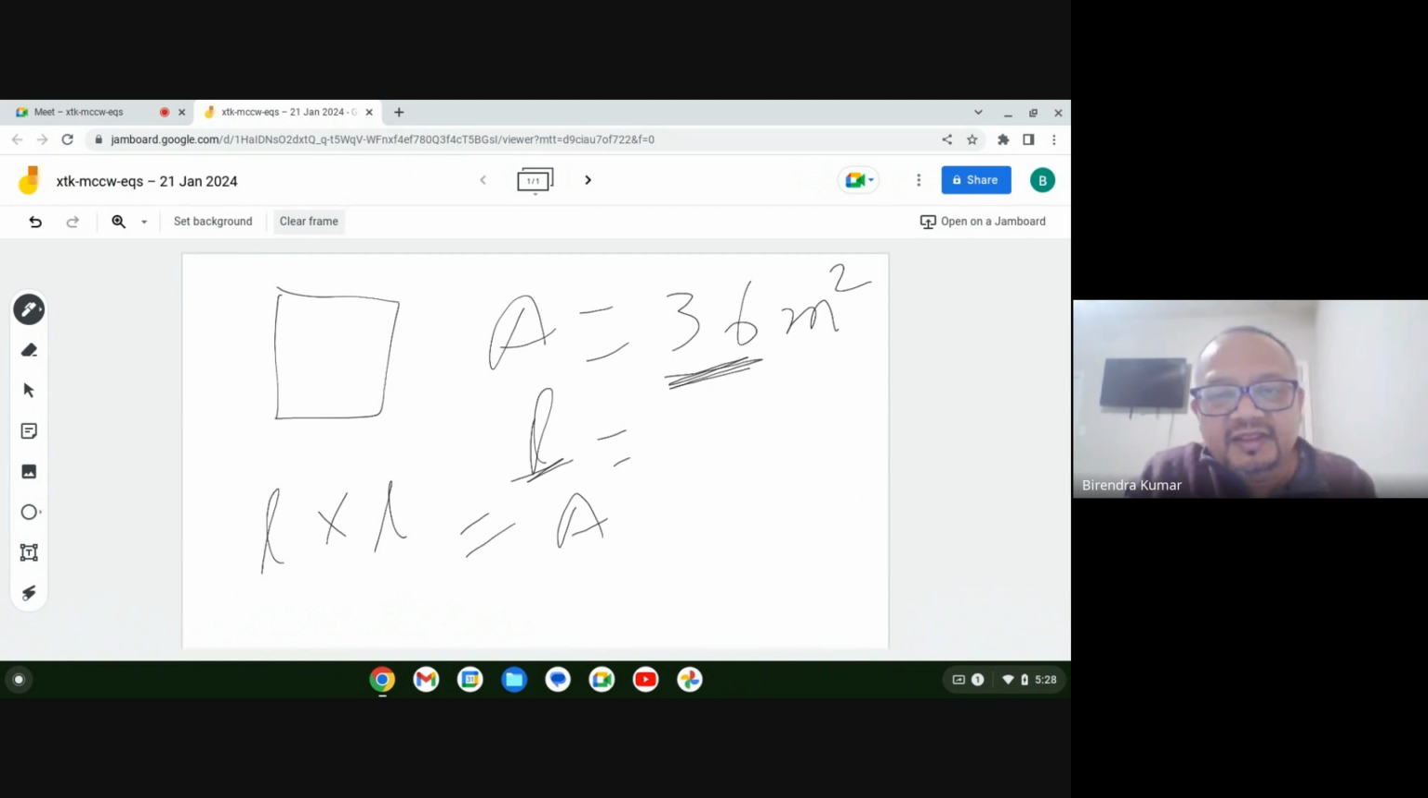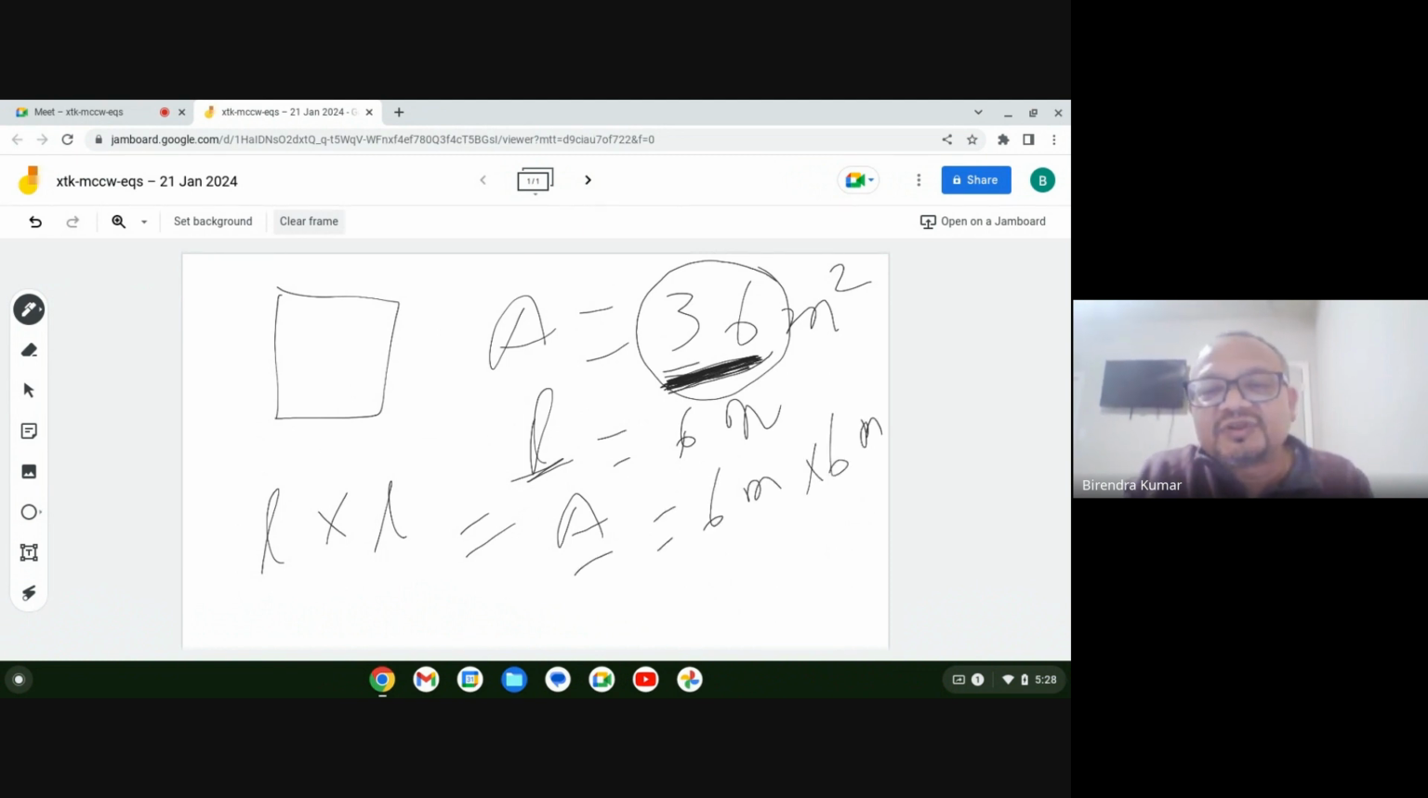If you multiply one by one, you get only one. If you multiply two by two, you get four. Three by three, you get nine. Four by four, you get 16. Five by five, you get 25. Six by six, you get 36. That is what you were looking for. So that means length is 6 meter. That's how the area becomes 6 meter into 6 meter equals 36 meter square.